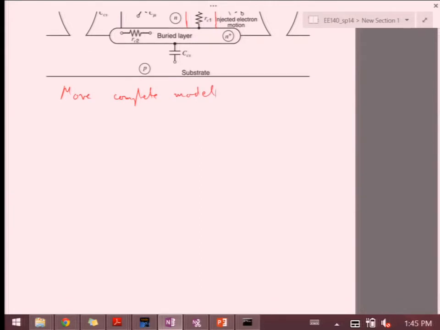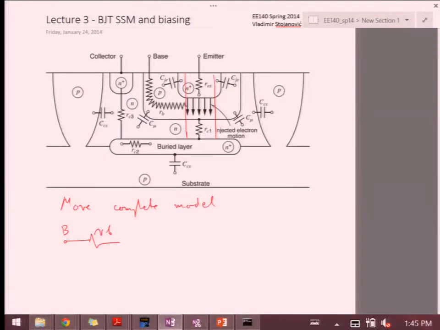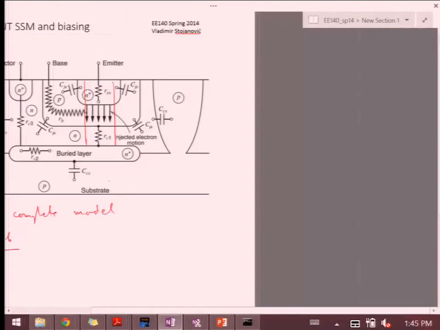Now you're going to start seeing some additions to what we talked about. The first piece is here in the base: I have this long path for current to come from the base and hit the main region of action. Our base is more lightly doped than the collector and the emitter, so there will be some resistivity in that path. We're going to mark that as RB.